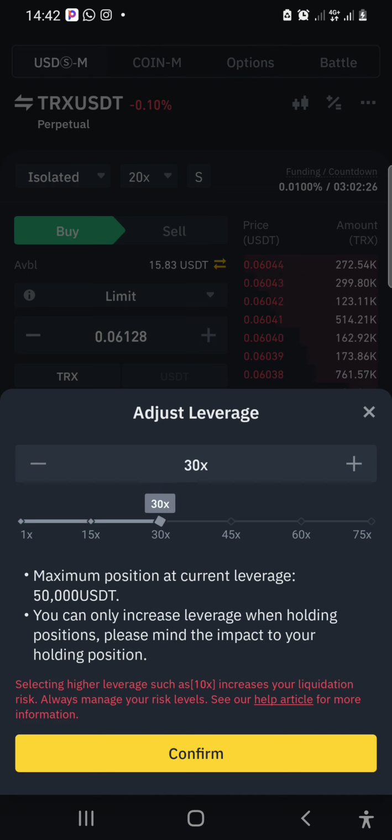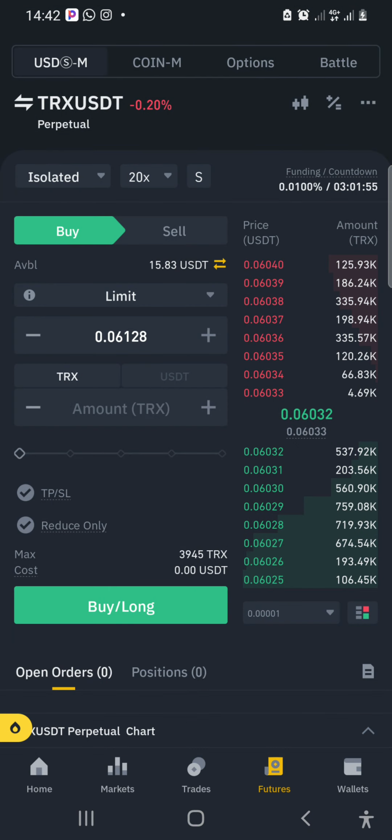If I use 20x leverage and price drops by 5%, I'll lose 100% of my $15. If I use 50x leverage, it means that if price drops by just 2%, I'm going to lose all my money. If I use 75x leverage, if price drops by 1.25%, I'm losing all my money. So you can see how risky this can be.